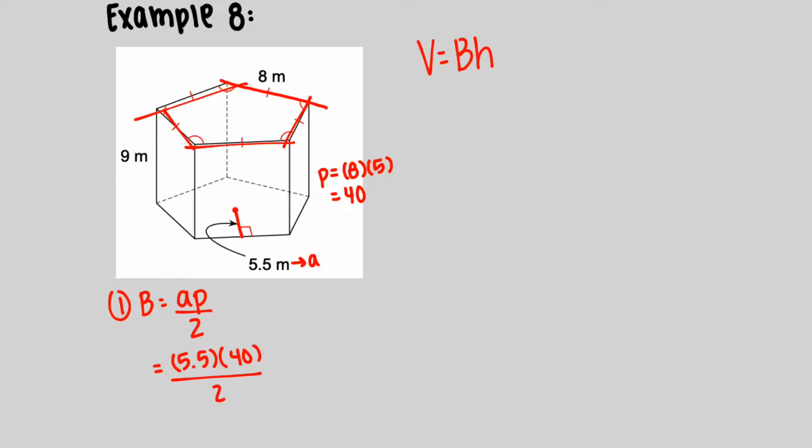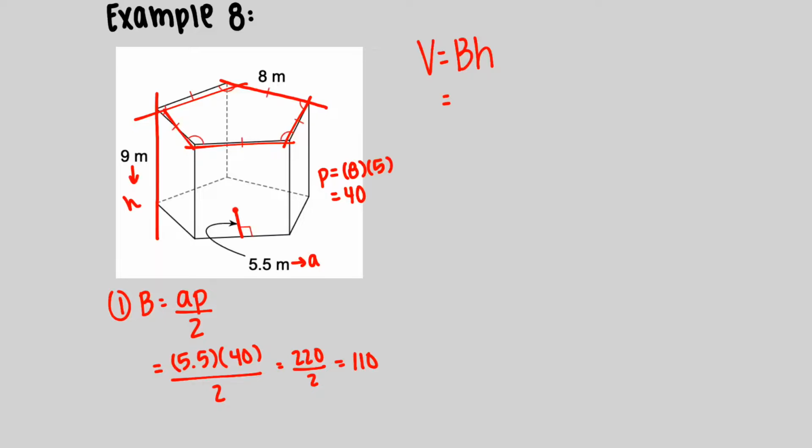So when I do 40 times 5.5, that gives me 220 on the top. We go and divide that by 2, and you find that your area of the base, the area of that pentagon, is 110. Now going back to the drawing again, I look at the side connecting my 2 bases together. That shows me my height for my volume is 9.